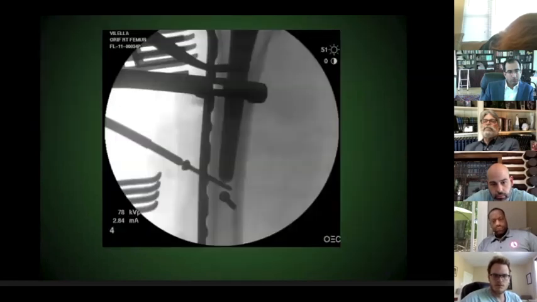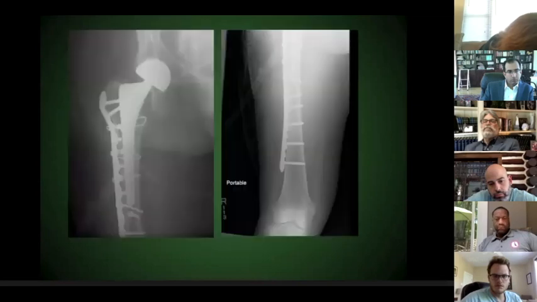We actually were able to achieve anatomic reduction with an AP screw. We bent the plate, we compressed the plate down to the bone, and we were able to also send in a lag screw through the plate itself into the fracture in a different plane. Can you go to the next slide, please? So this is the final construct.